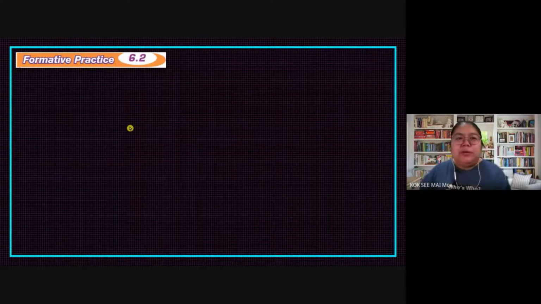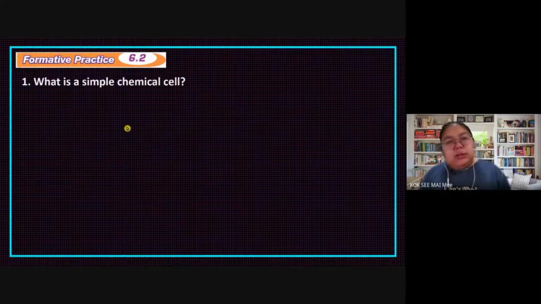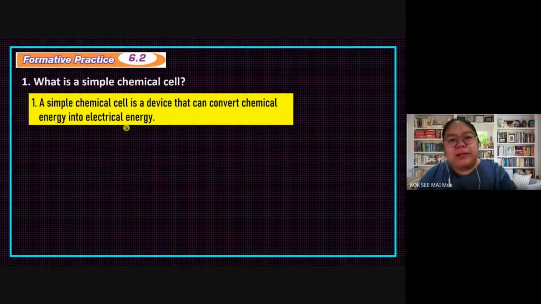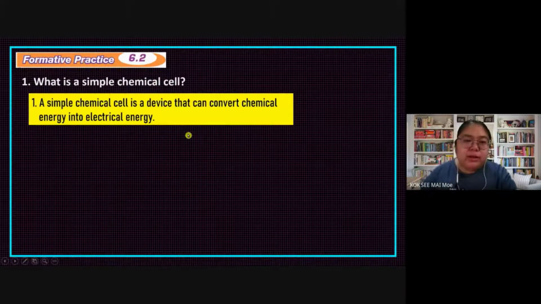Okay, so from here we see the formative practice 6.2. What is a simple chemical cell? You must say that a simple chemical cell converts chemical energy to electrical energy. So we are going to see the simple chemical cell. A simple chemical cell is a device that converts chemical energy to electrical energy. So this one we call a chemical cell.